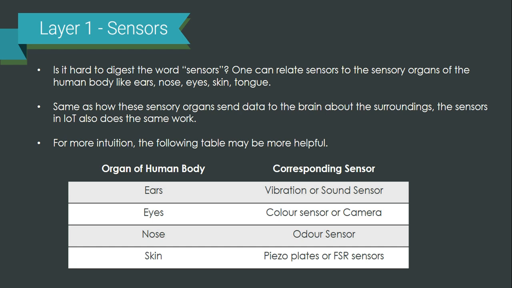Layer 1 is called sensor layer. What are sensors? We are always talking about sensors, and it is tough to digest the term without understanding it with a proper example. Let's relate the human organs to sensors. It is very easy then to understand how exactly these sensors work. Ears can be related to the vibration or sound sensor. Eyes can be related to the color sensor or the camera. Nose is obviously the odor sensor. Skin can be related to piezo plates or FSR sensors.